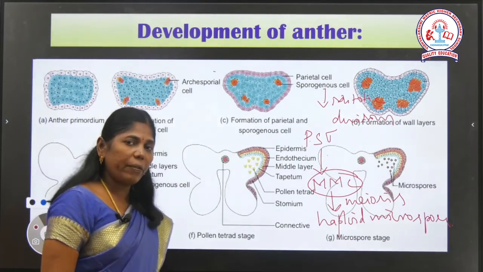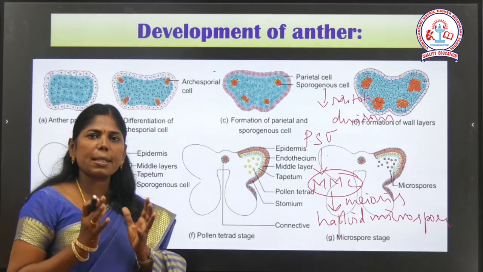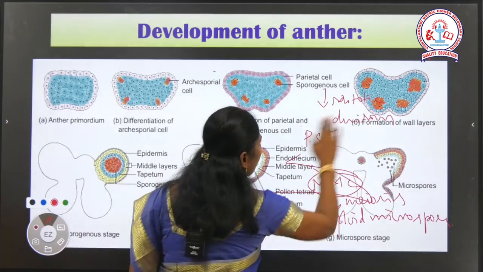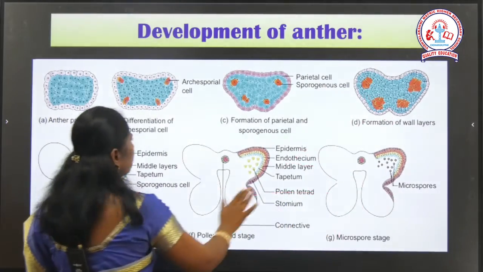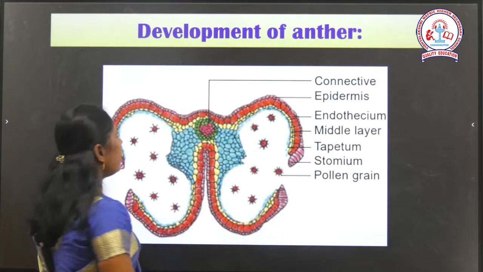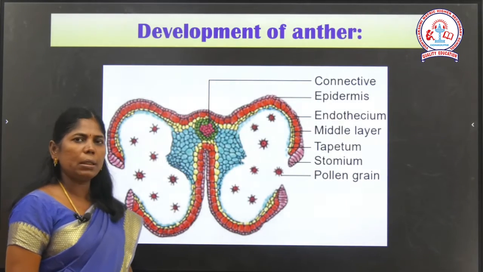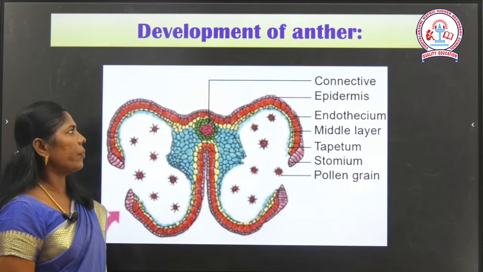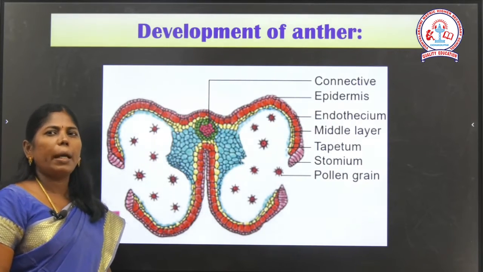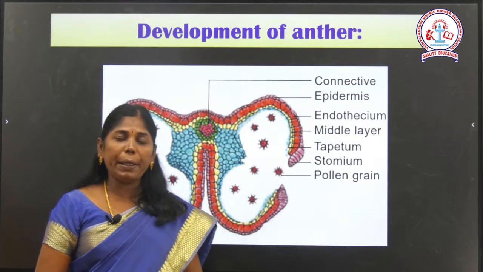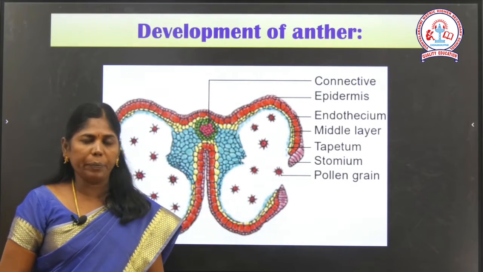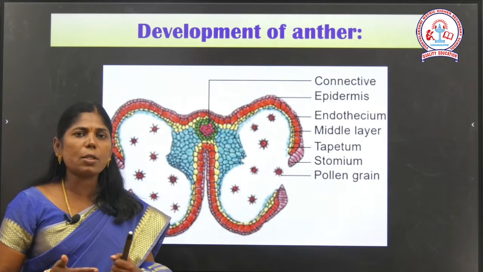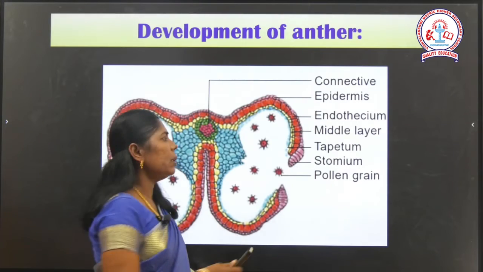This is the way the microspores develop inside the anther. That is known as the development of anther. Here we are going to see the transverse section of the anther. What are the portions in the anther? It consists of connective tissue, epidermis, endothecium, middle layer, tapetum, and the stomium. The stomium is a very important layer. It is present between the two lobes.